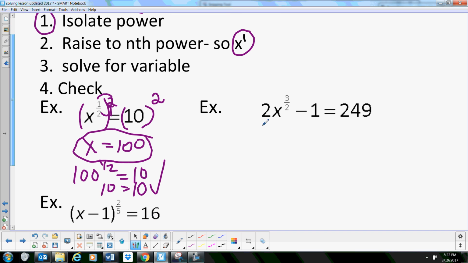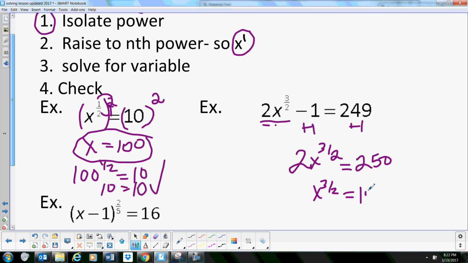Okay, so we've got 2x to the 3/2 minus 1. We want to isolate this term right here. So we're going to add 1 to both sides, and we're going to get 250. So 2x to the 3/2 is equal to 250. And then, of course, we're going to divide by 2. So we're going to get x to the 3/2 is equal to 125.